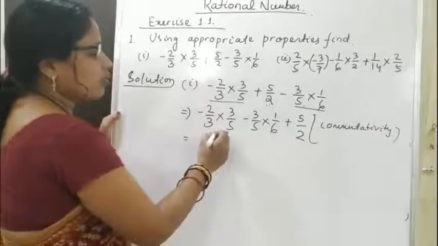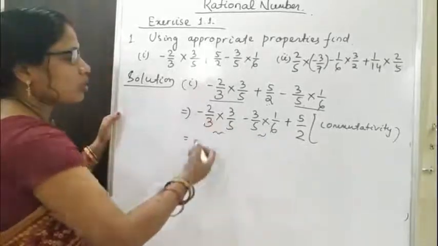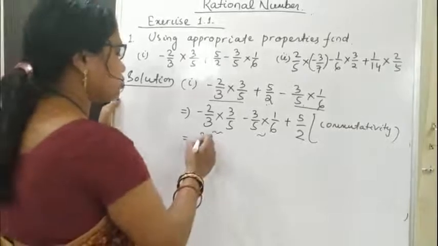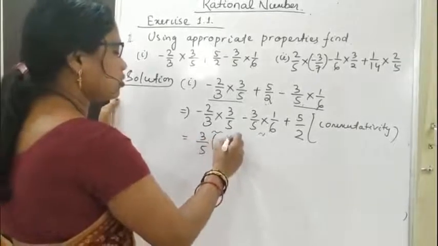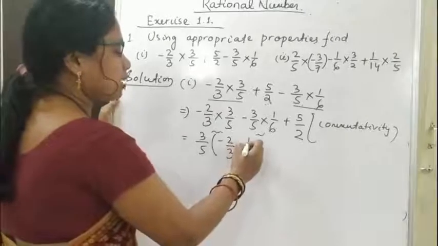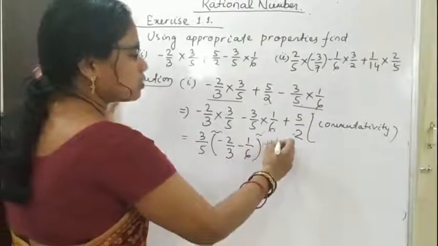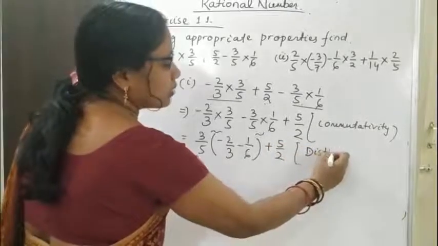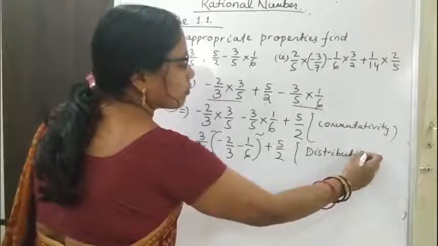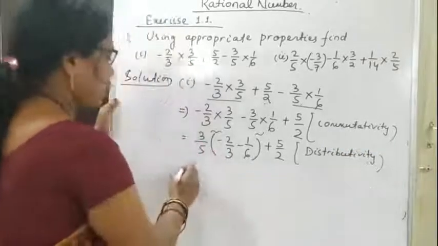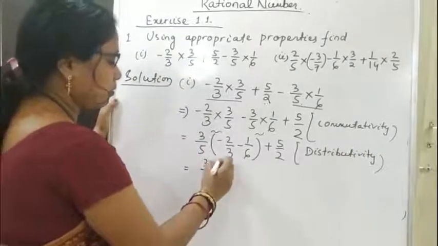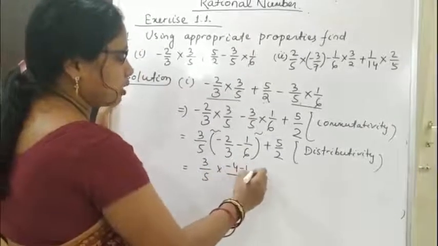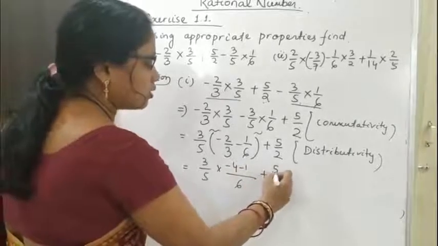Then from these two terms we will take 3 by 5 common. So this is the property of distributivity. So 3 by 5 whole into minus 2 by 3 minus 1 by 6 plus 5 by 2. So this is the property of distributivity. So now we can solve. 3 by 5 multiplied with, this is 6, so this is minus 4 minus 1 plus 5 by 2.